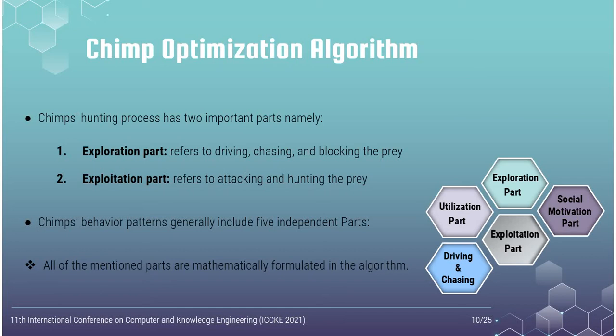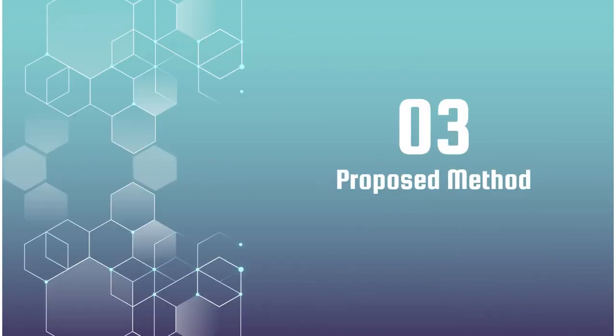Chimps' behavior patterns generally include 5 independent parts, and these independent parts are mathematically formulated in the algorithm to build the Chimp optimization algorithm. They include: the exploration part, the exploitation part, the driving and chasing part, the attacking part, and finally the social motivation part. Based on these 5 parts, we formulate our Chimp optimization algorithm, and it can work like a meta-heuristic optimization algorithm. Now I want to go to the third part, which is our proposed method.